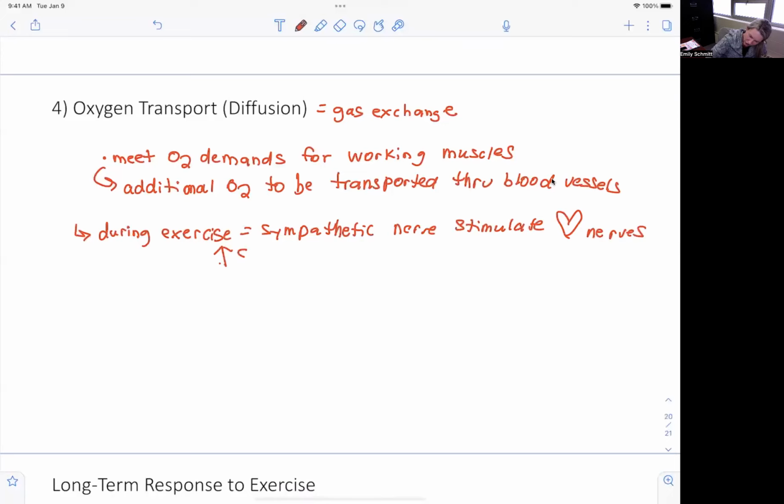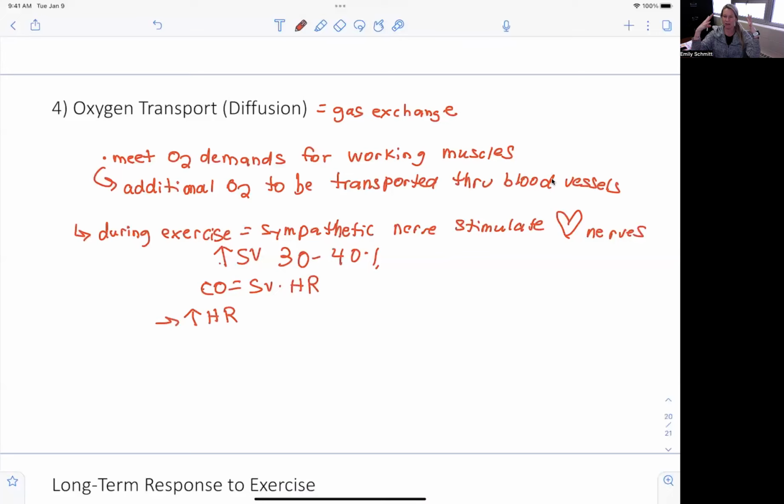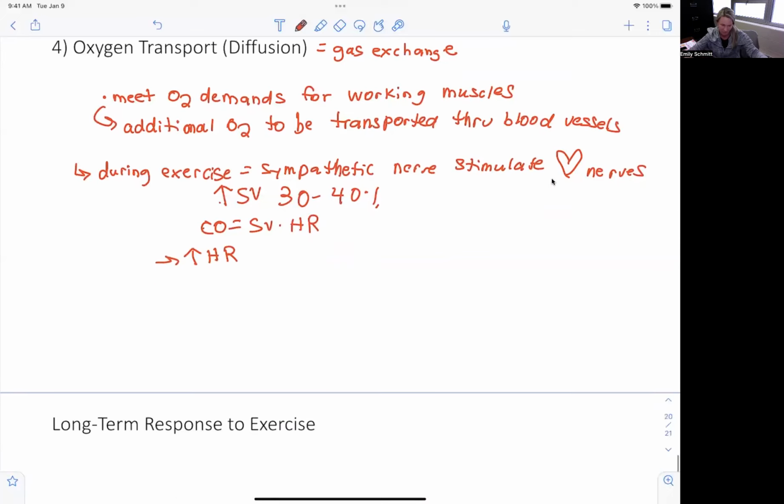This will increase stroke volume by about 30 to 40%, sort of setting the stage for our final unit. We know that cardiac output is stroke volume times heart rate, and we will revisit this in our final unit. But sympathetic nerves will also increase heart rate. This will help to expand the lungs with baroreceptors. It's going to widen bronchial passages. So again, this is that nice relationship between our cardiovascular system and our pulmonary system.